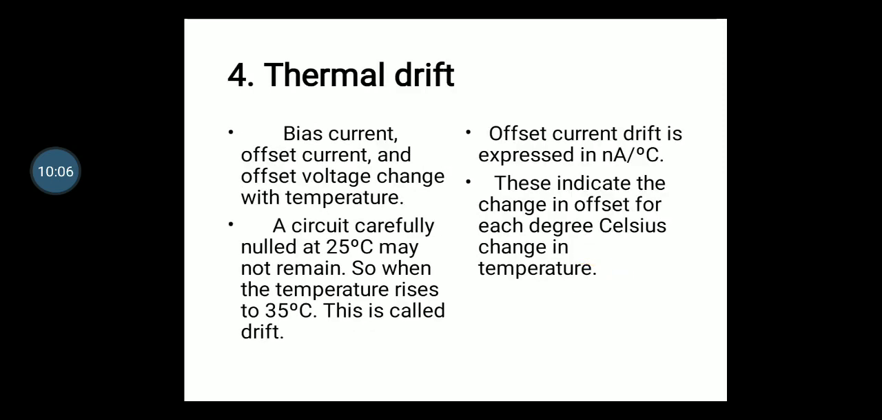Next one is the thermal drift. The bias current and offset voltage change with temperature. A circuit nullified at 25 degrees centigrade may not remain so when the temperature rises to 35 degrees centigrade. This is called drift. Offset current drift is expressed in nanoamps per degree centigrade. Offset voltage drift is expressed in millivolt per degree centigrade. So the techniques to minimize the effect of drift include: the PCB layout must be tested to keep the op amp away from sources of heat. Forced air cooling may be used to stabilize the ambient temperature.